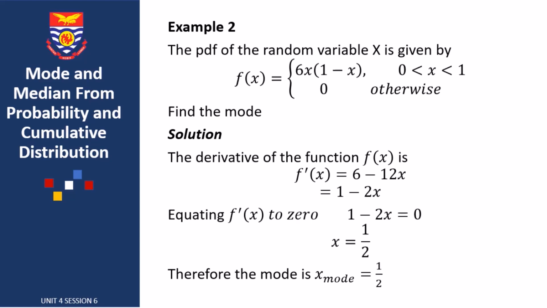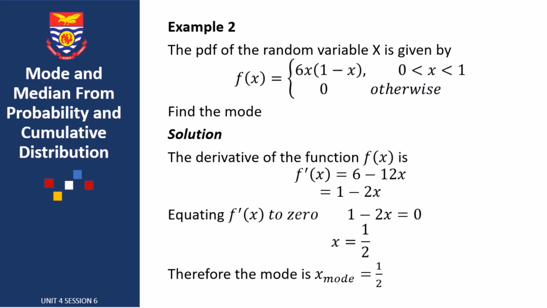So look at example 2. The PDF of a random variable x is given by 6x multiplied by the expression 1 minus x, with the interval 0 to 1, or 0 otherwise. We have to find the mode. Now remember that the solution to this is that the mode is found by taking the derivative of the function given, equating the derivative to 0 and solving for the random variable x.